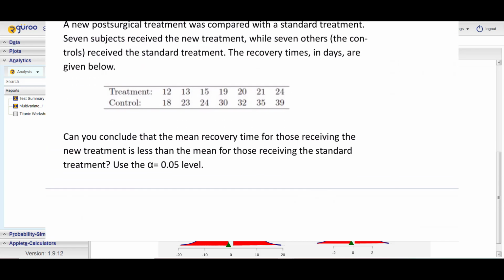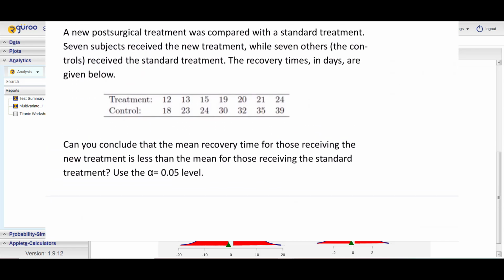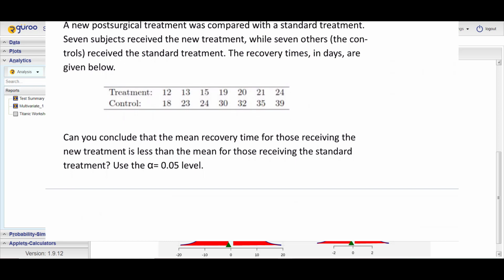All right, so a new post-surgical treatment was compared with standard treatment. 7 subjects received the new treatment, while 7 others, the controls, received the standard treatment. The recovery times in days are given below. So we have treatment times and control times. Can you conclude that the mean recovery time for those receiving the new treatment is less than the mean for those receiving the standard treatment?